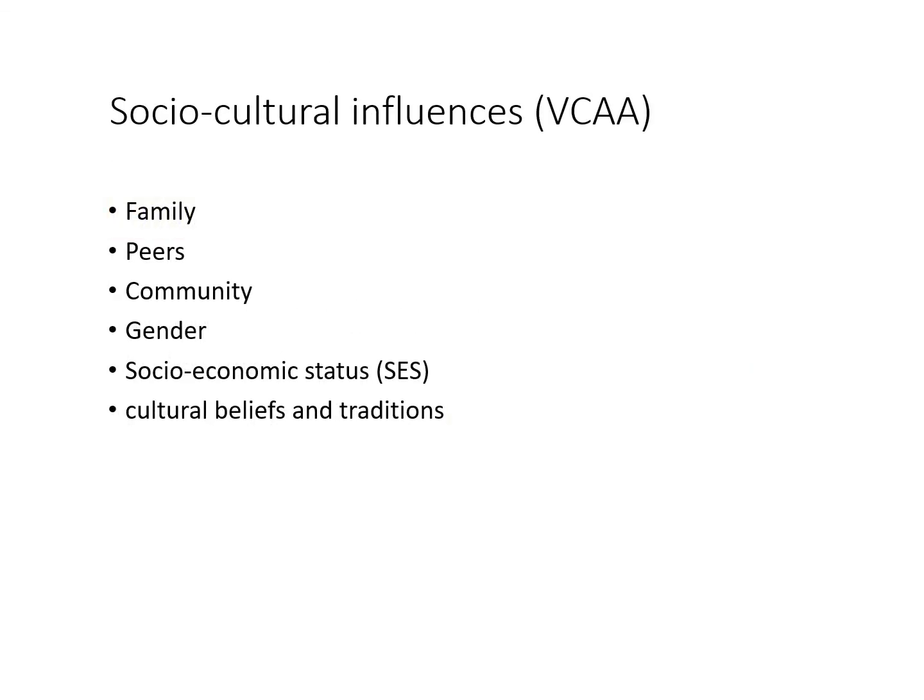Now, in terms of what are the socio-cultural influences, I think there are more than those bullet points, but these are the bullet points that VCAA suggests. So please try and find a way to remember and make sense of them. It's not quite so broad as aspects of the socio-ecological model you did in Unit 2. So try and narrow it down to these: family, peers, community, gender, socioeconomic status, cultural beliefs and traditions, and make sure that you are specific in your application of these influences to your particular scenario.